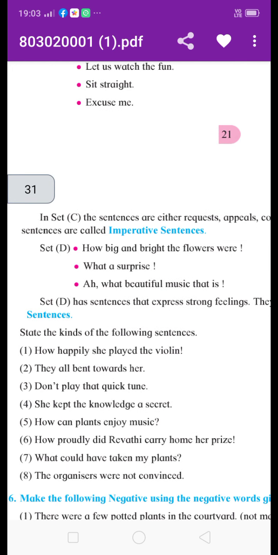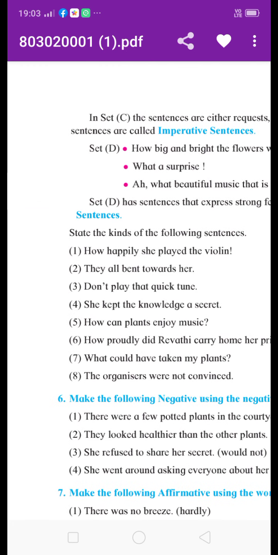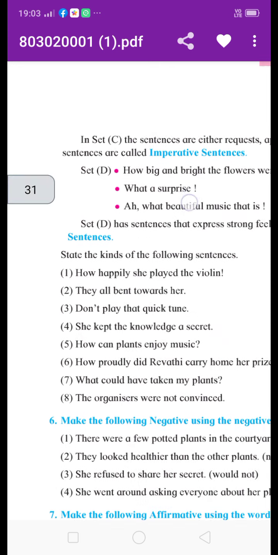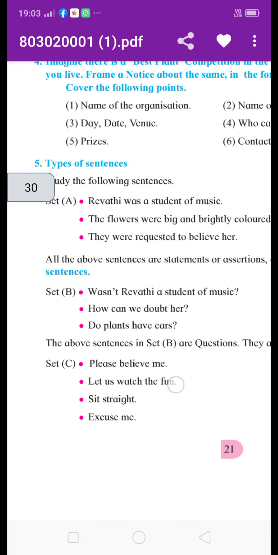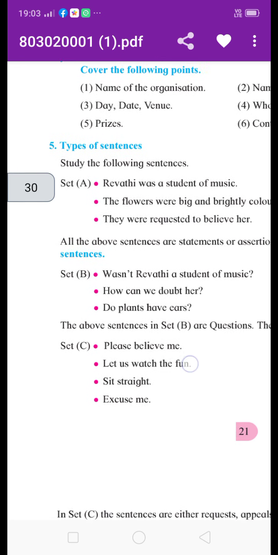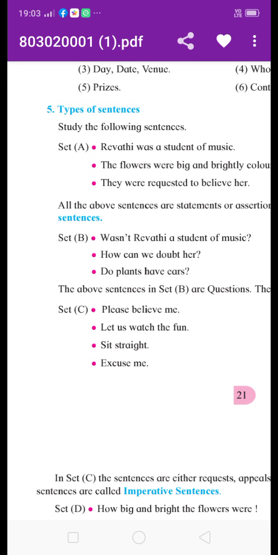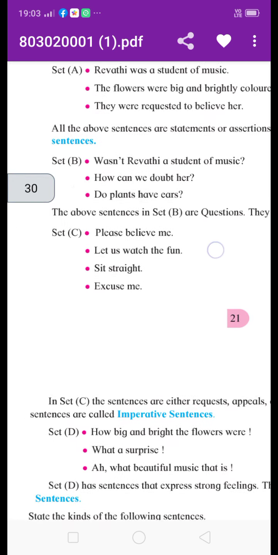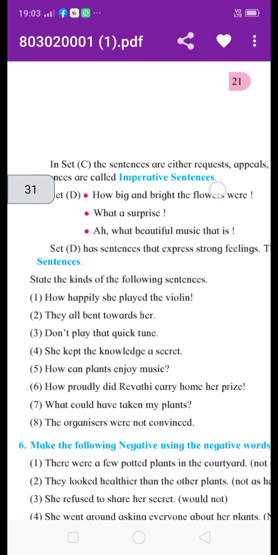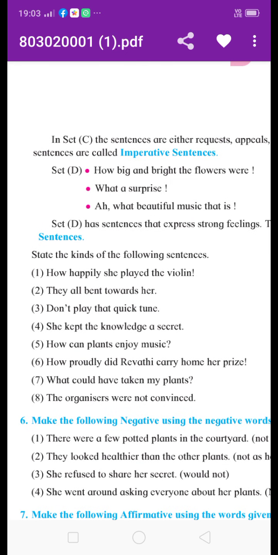Then see next, there is: state the kinds of following sentence. This question you want to write in your grammar notebook. Everyone write a definition and one example of each: assertive or statement, interrogative or question, imperative, and exclamatory. These 4 types, their definitions and one example of each, you have to write in your notebook.